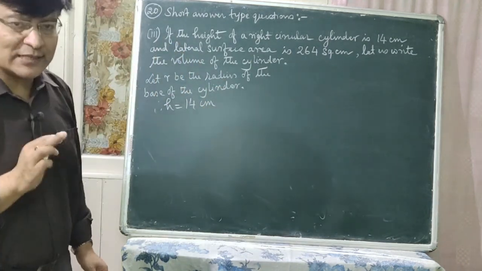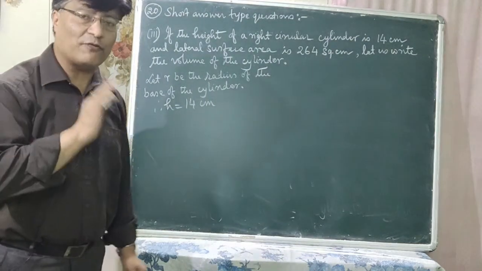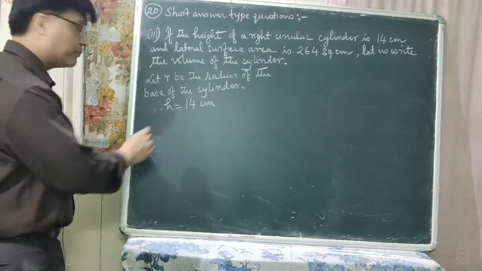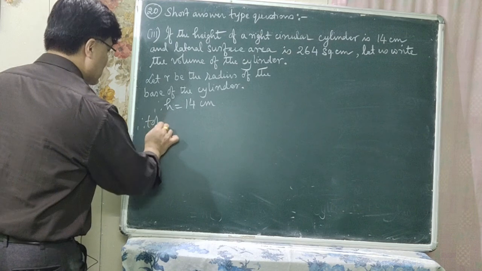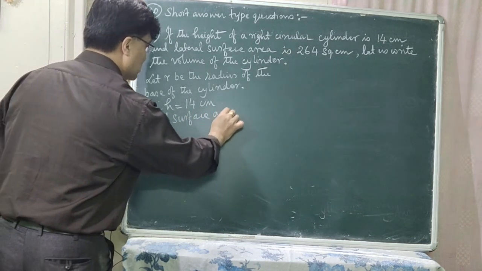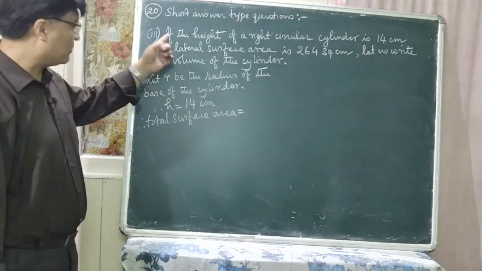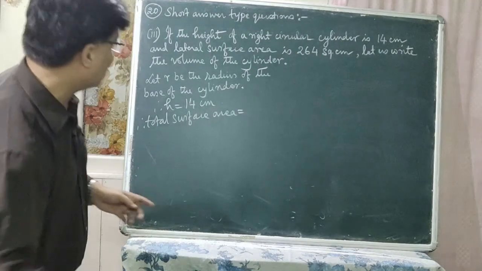Okay. Now since the total surface area is given in the question, you have to write down the formula for total surface area now. So therefore total surface area is equal to, what is the formula? Oh sorry, not total surface area, it is lateral surface area.